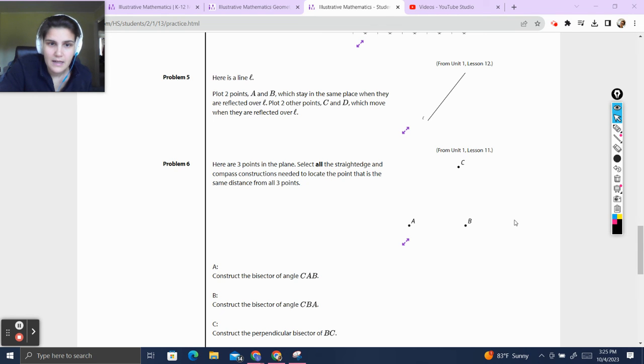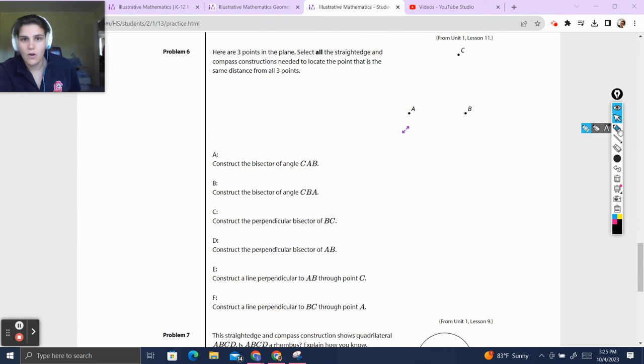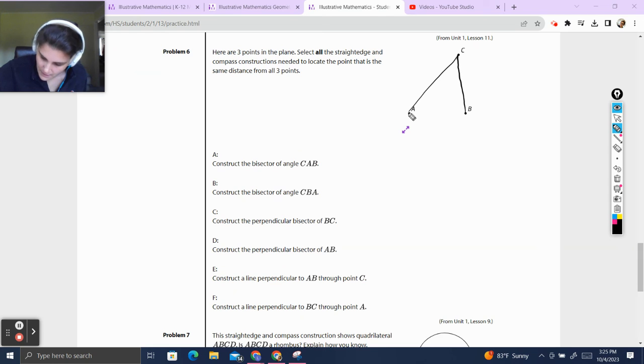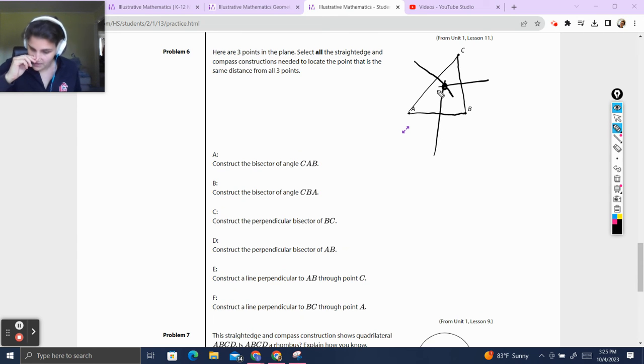Problem 6. Here are 3 points on the plane. Select all the straight edge and compass constructions needed to locate the point that is the same distance from all 3 points. Well, we need to first connect all 3 points. Then we would need to perpendicularly bisect each of our segments. And then we would need to identify the point of intersection. So that was 3 steps. Connect all 3 points, perpendicularly bisect all 3 sides, and then mark the point of intersection of those bisectors.